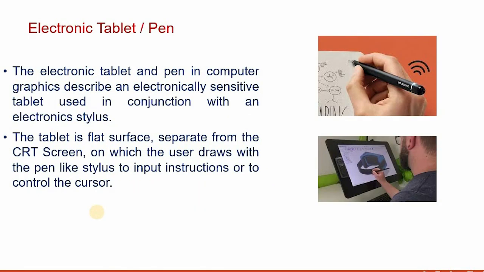Next, the electronic tablet or pen is another type of input device. The electronic tablet and pen in computer graphics describe an electronically sensitive tablet used in conjunction with an electronic stylus. It is a kind of electronic stylus which can be used to create the image on the phosphor coated CRT screen.